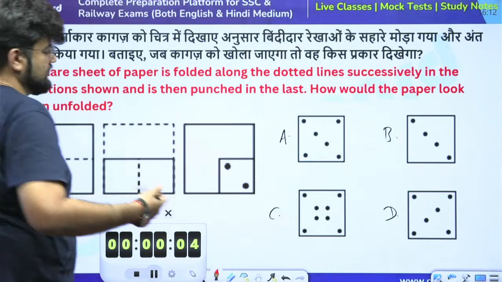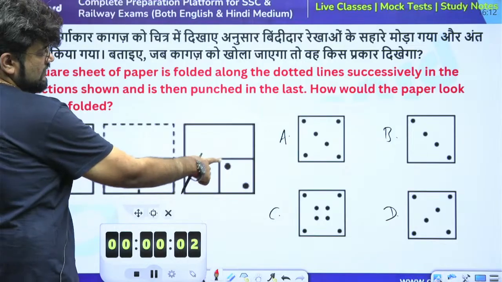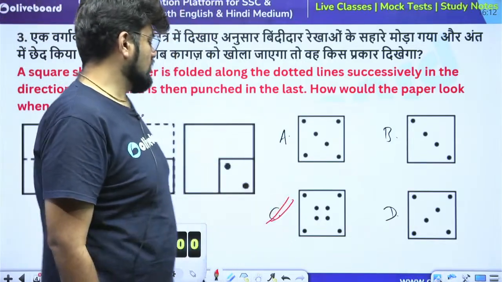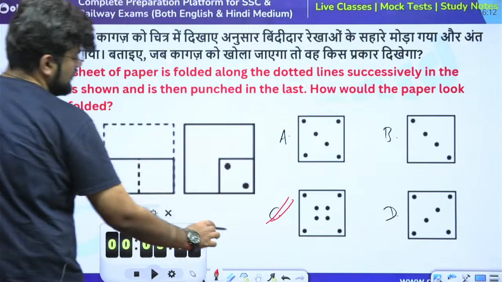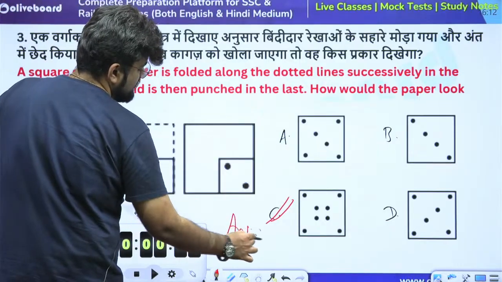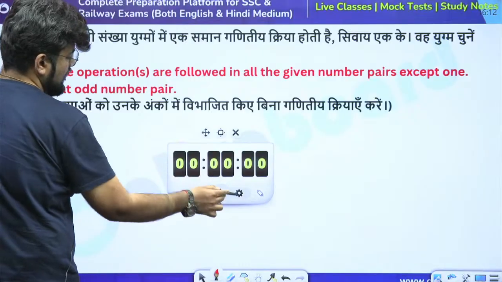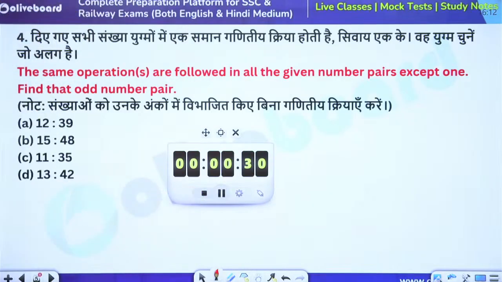Okay, CGL previous year question. When you open this up, this will form a triangle here like this, and this is what will happen. So option C is a clear answer here, no doubts about that. Simple symmetry is helping us here. Correct, very good.